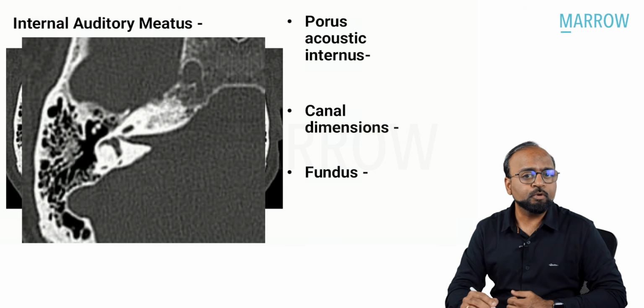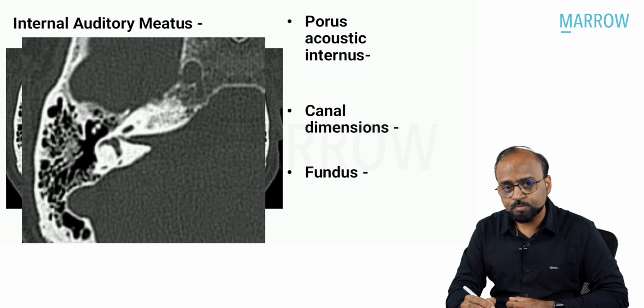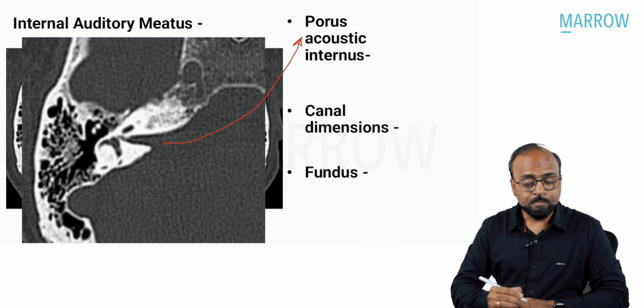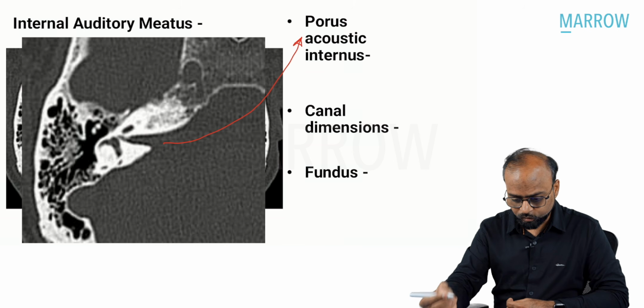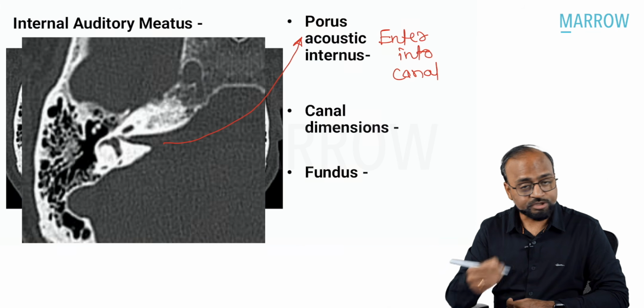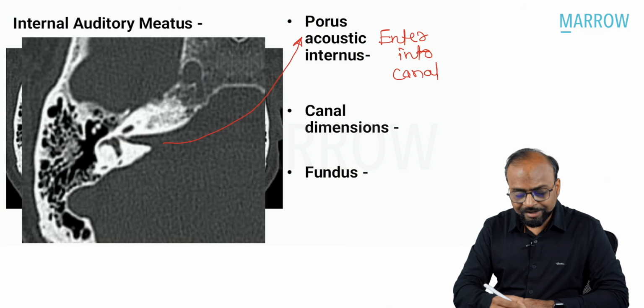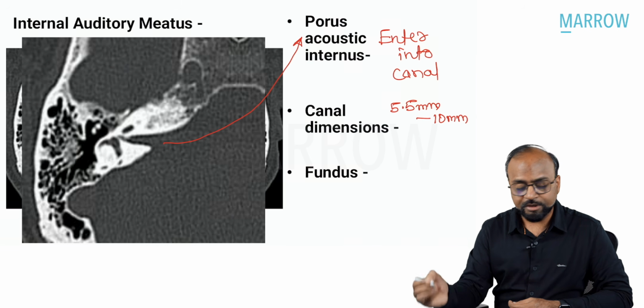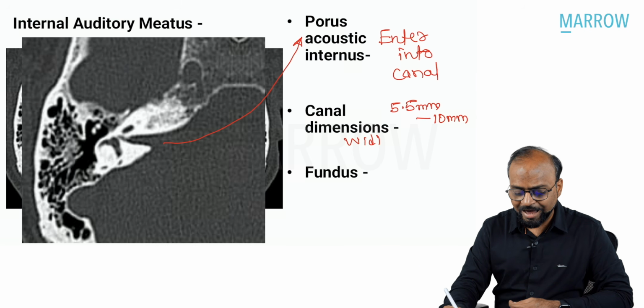Now let us look at certain important aspects related to this internal auditory meatus. The inner opening towards the posterior cranial fossa is called the porus acusticus internus, where there are certain structures which are going to enter into this canal or the meatus. What are those structures? We are going to look at that in a minute. The canal runs for an approximate length of about 5.5 millimeters to about 10 millimeters. It has an average width of about 4 millimeters.